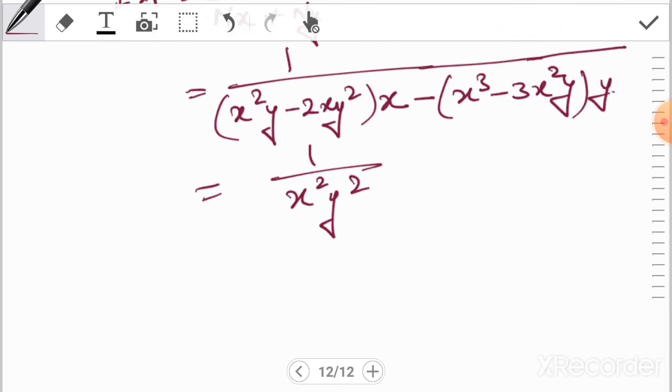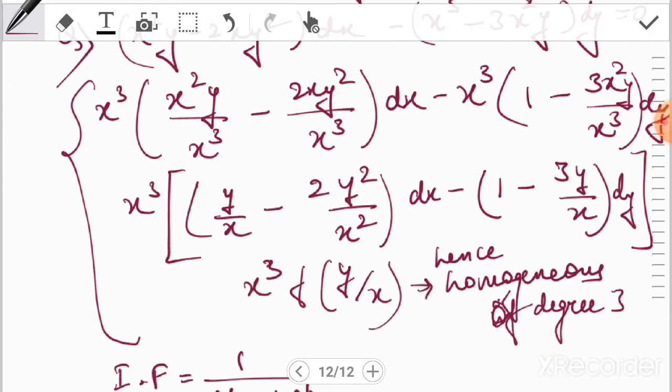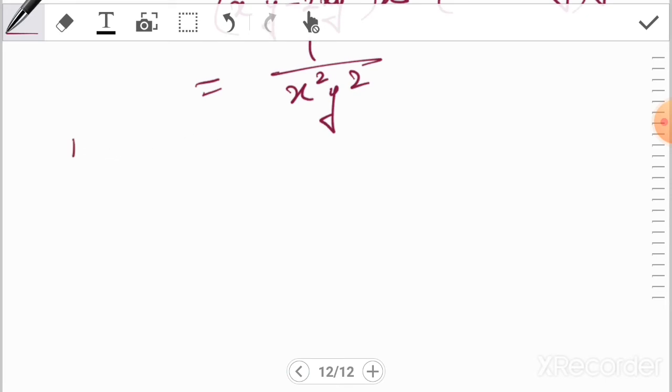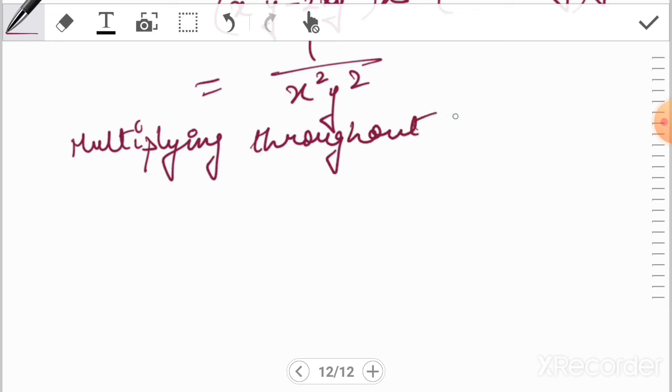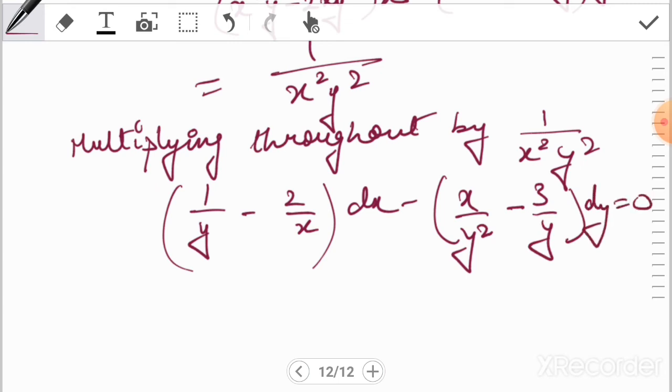Now multiplying throughout by 1 by x square y square, which is an integrating factor, this equation will become (1 by y minus 2 by x) dx minus (x by y squared minus 3 by y) dy equal to 0. So which is exact.